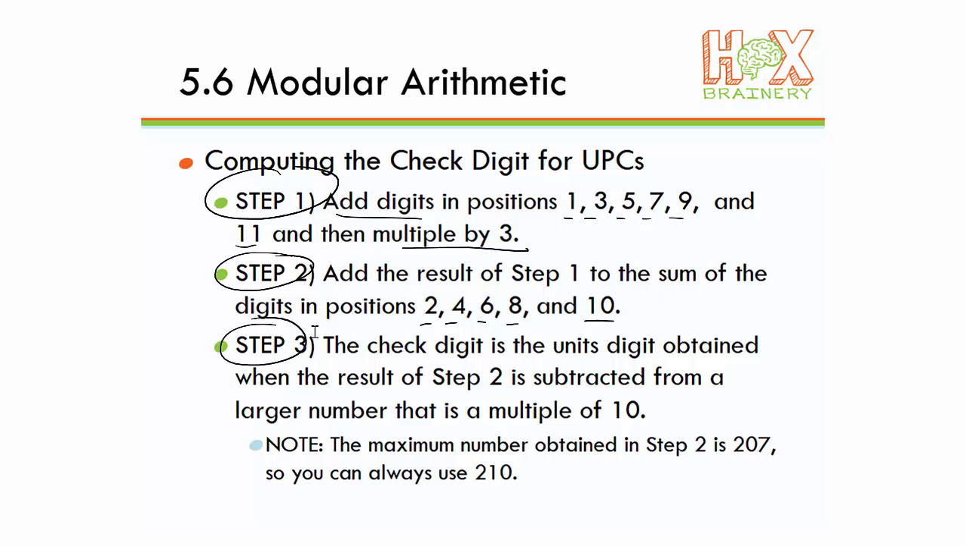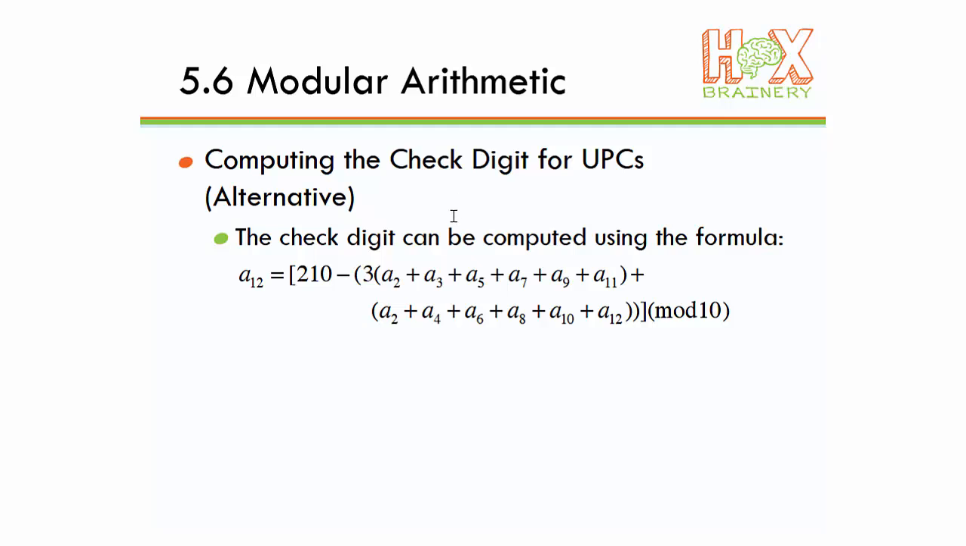And then step 3, the check digit is the units digit obtained when the result of step 2 is subtracted from a larger number that is a multiple of 10. Now I do have a note here, because the maximum number that you can obtain in step 2 is going to be 207. So for step 3, you could always use the number 210. Otherwise, try to find a smaller number that's a multiple of 10, but larger than the number that you got in step 2.